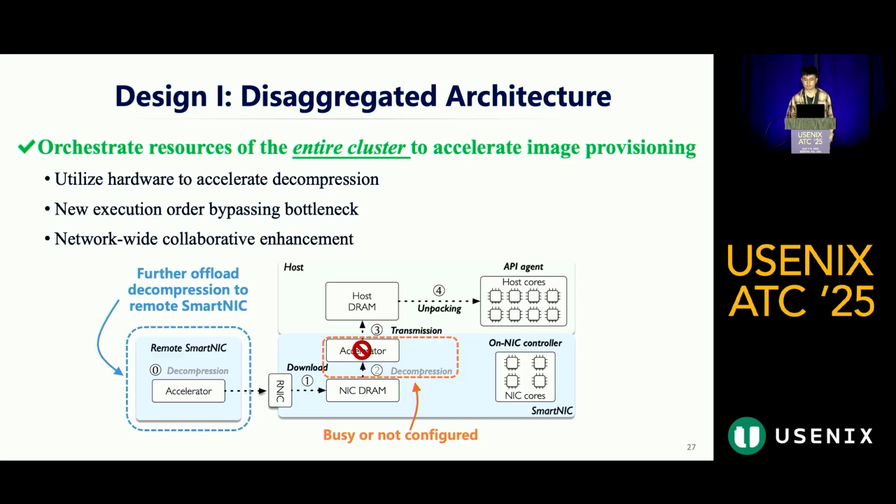Finally, we leverage the SmartNIC's high-bandwidth RDMA capabilities to further offload the decompressing to a remote node. This allows nodes equipped with only an RDMA NIC to participate in our system and effectively alleviates local resource contention.